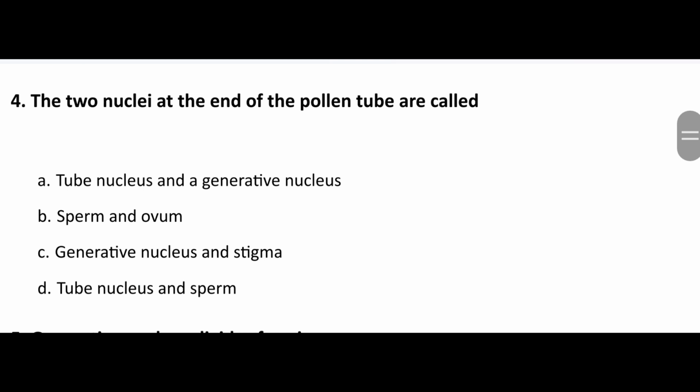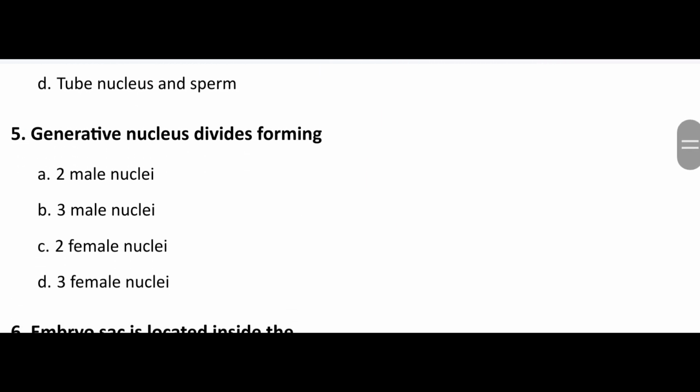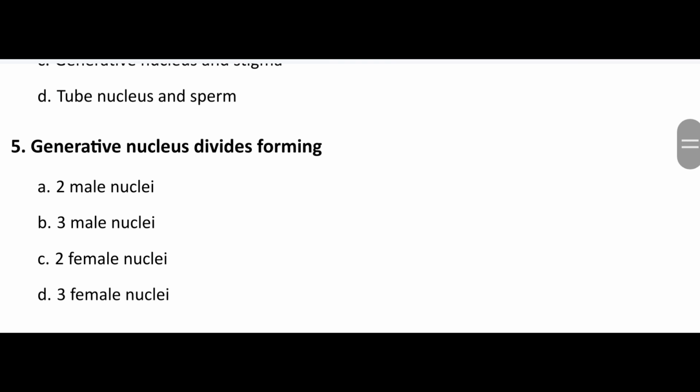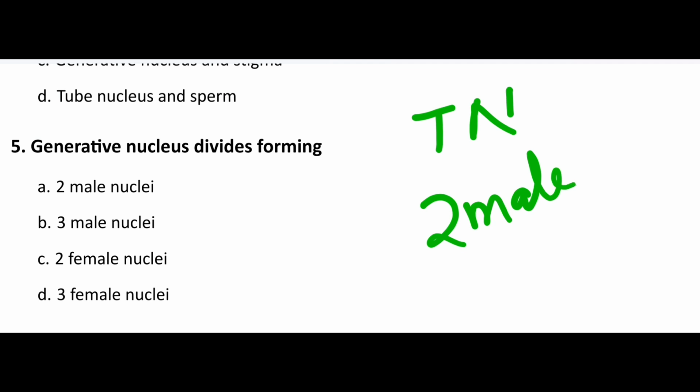Then question number 4, the two nuclei at the end of the pollen tube are called the tube nucleus and the generative nucleus. Then the generative nucleus divides, forming two male nuclei. So generally the pollen grains are shed at the 3 cell stage. One is the tube nucleus and 2 male gametes.